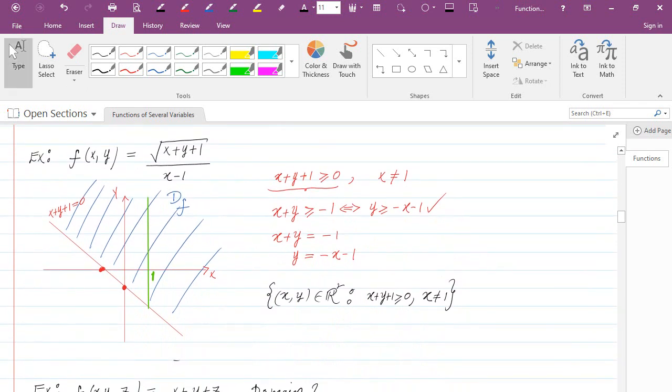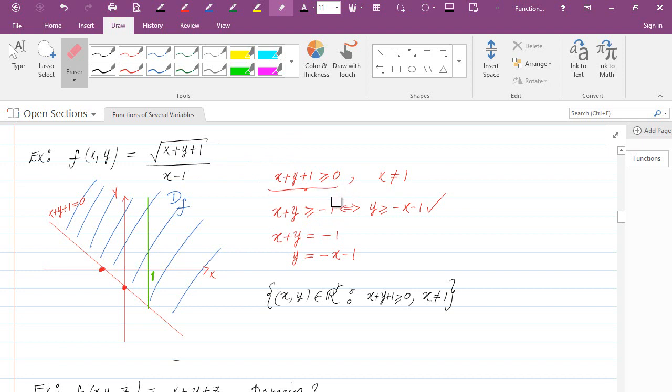Okay, so the next function here is f of x, y is equal to root of x plus y plus 1 divided by x minus 1. We want to know what's the domain of this function. Well, again, we want to understand for what points in the plane does this formula make sense. Well, the root of x plus y plus 1 makes sense only when it is real, when x plus y plus 1 is non-negative. So we need x plus y plus 1 to be non-negative.